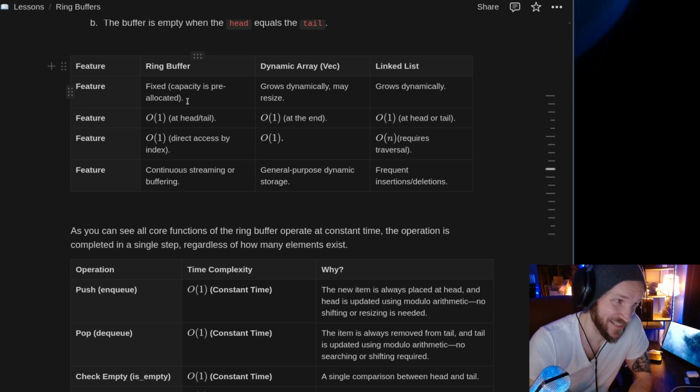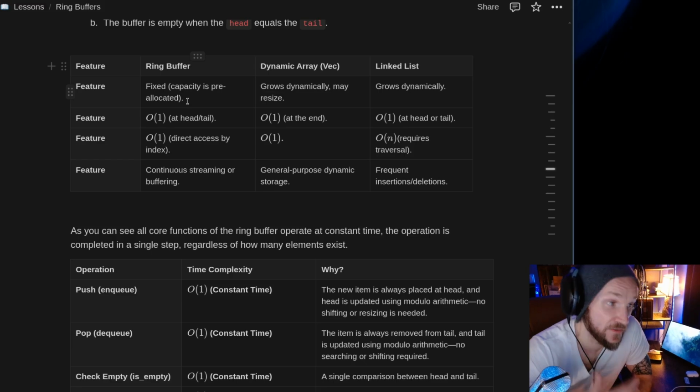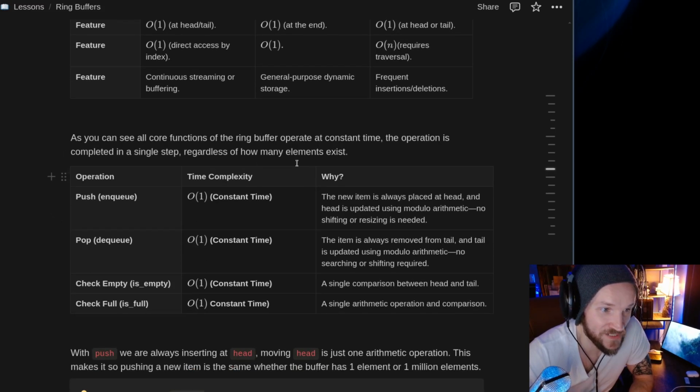You're dictating its memory footprint, so you really don't need to worry about that, right? Whereas with dynamic arrays and linked lists, they grow, right? They're dynamic. So as you can see, all the core functionalities of the ring buffer operate at constant time, right? So the operation is completed in a single step, regardless of how many elements exist, right?